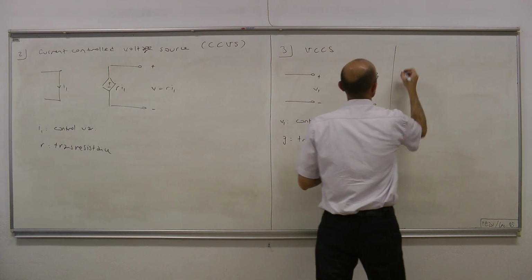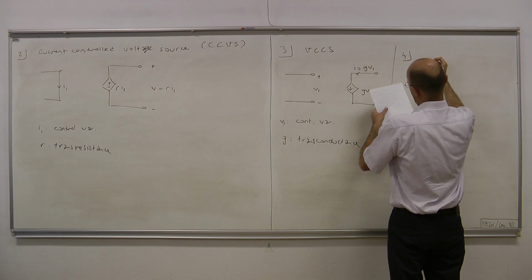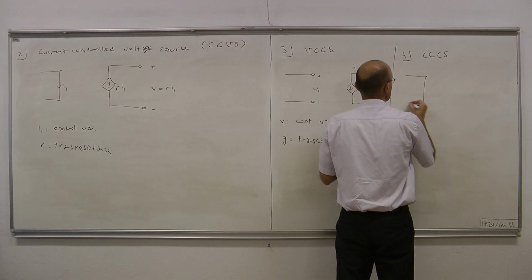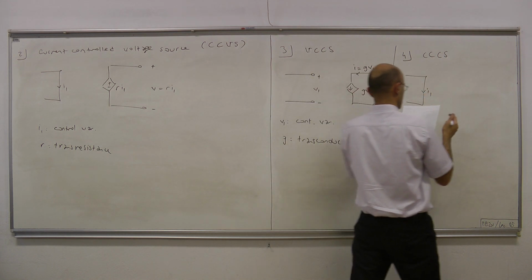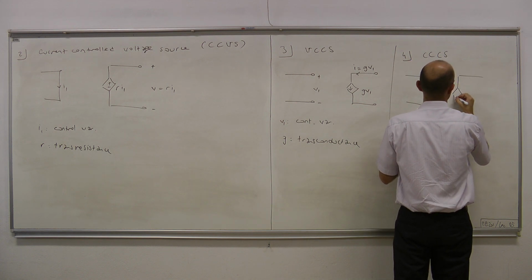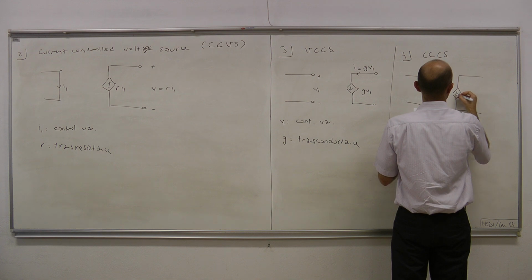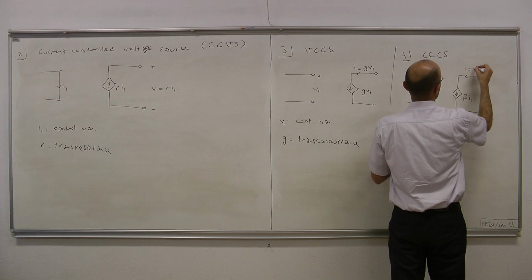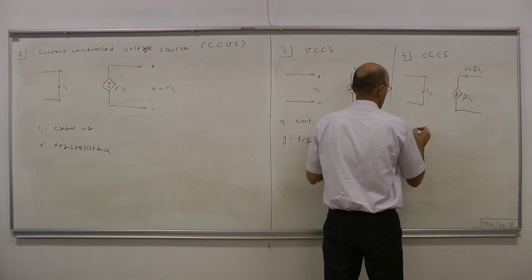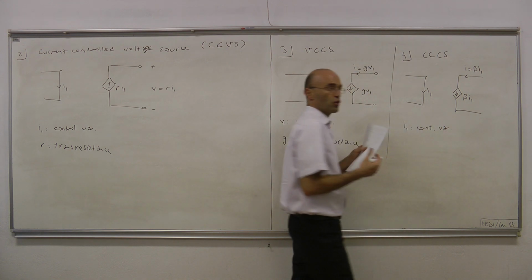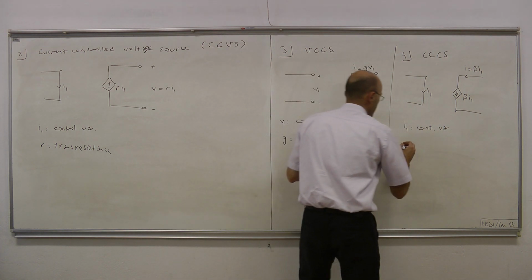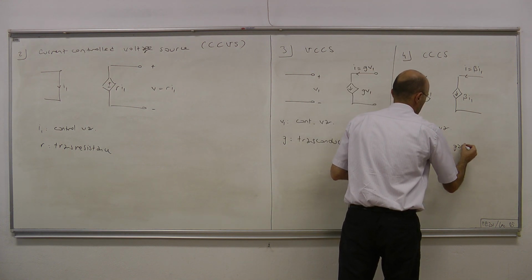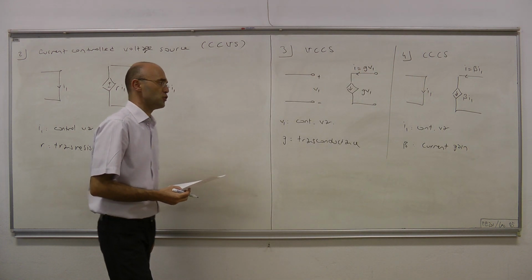And finally, we have current controlled current source. Here, this is the control variable. Let's call it I1. It's a current, and here we have beta I1, and this current is beta I1. I1 is the control current or control variable, and beta is the current gain. It's unitless, or amps over amps.